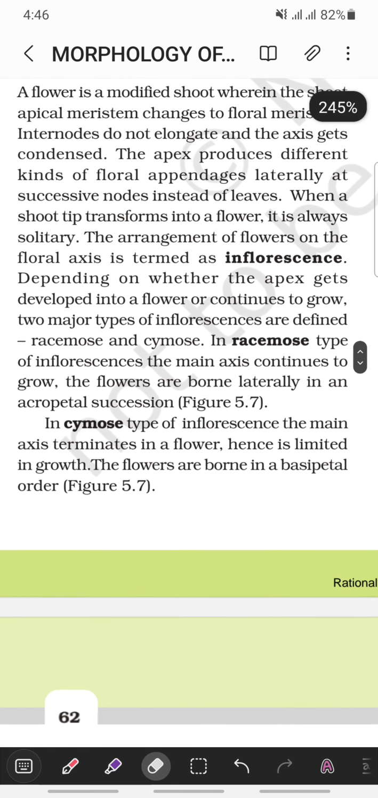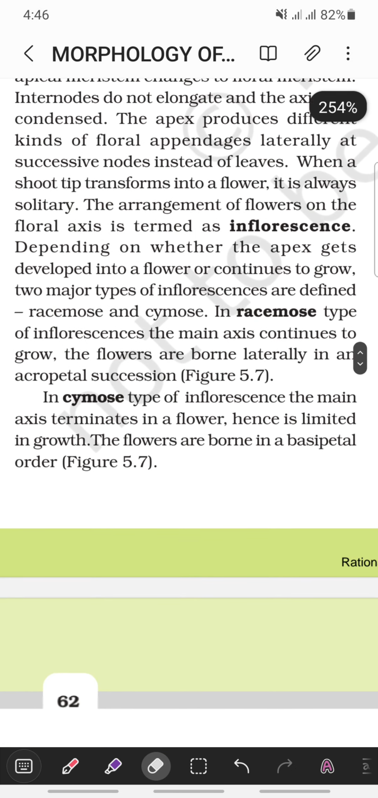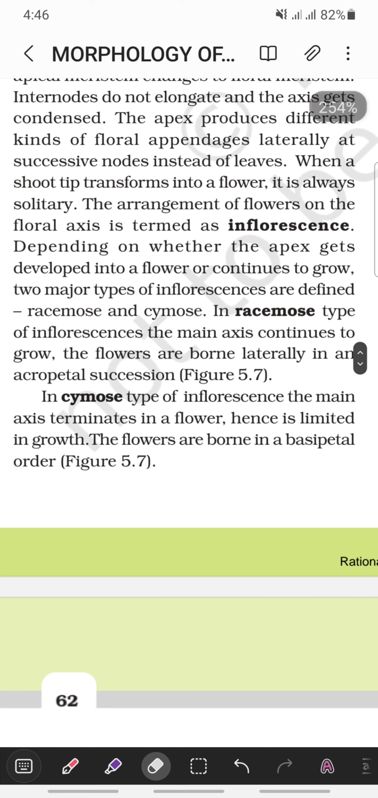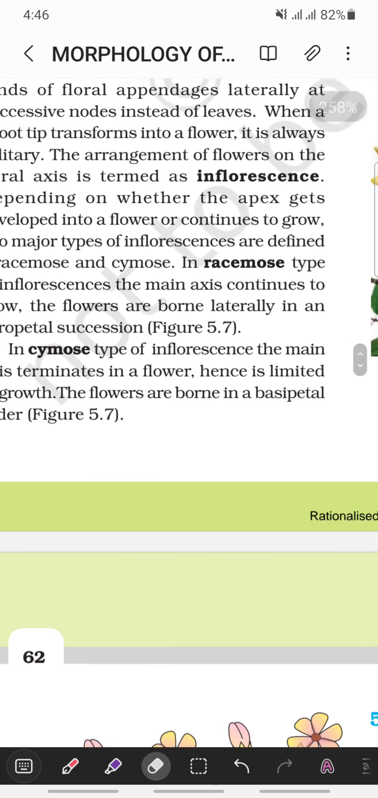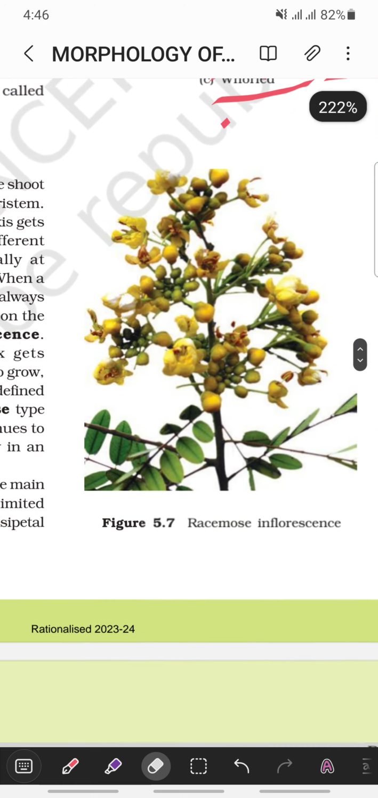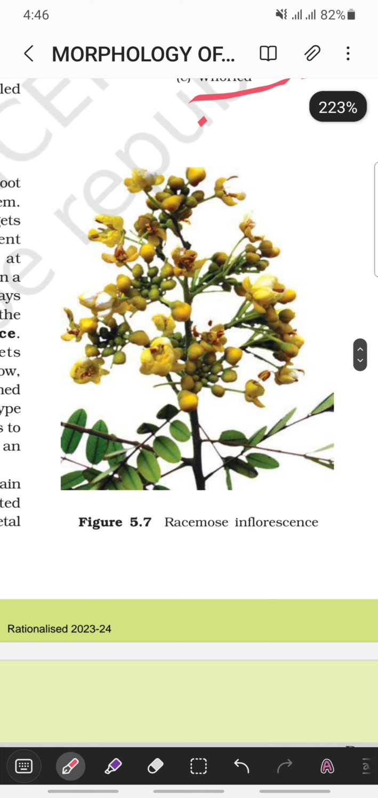Two major types of inflorescence are defined: racemose and cymose. In the racemose type of inflorescence, the main axis continues to grow. The flowers are borne laterally in an acropetal succession. Figure 5.7. Racemose inflorescence.